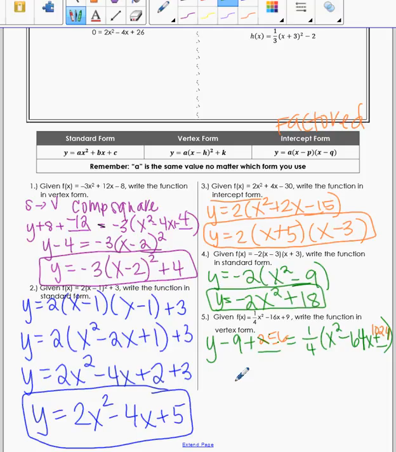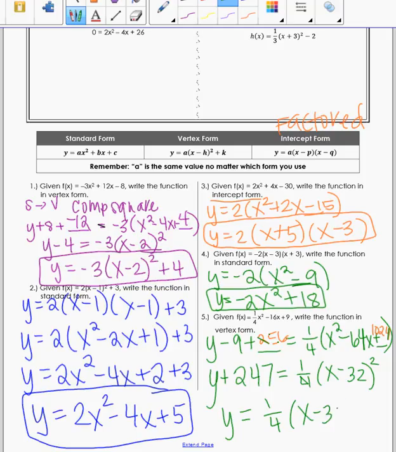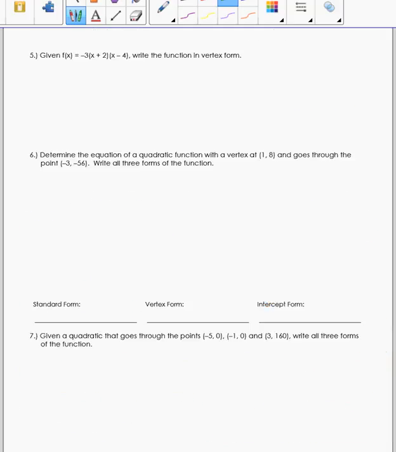So when you combine like terms, you're going to end up with y plus 247 equals 1/4 times x minus, you always take half of that, 32 squared, and then you need your k in the correct spot, so y equals 1/4 times x minus 32 squared minus 247. So the numbers are kind of ugly, but it doesn't make it difficult, just means you have to take your time with it. That's all. Okay. All right, so moving on to the back.